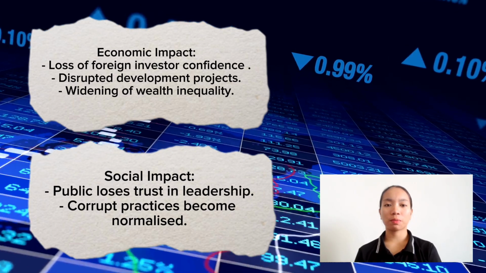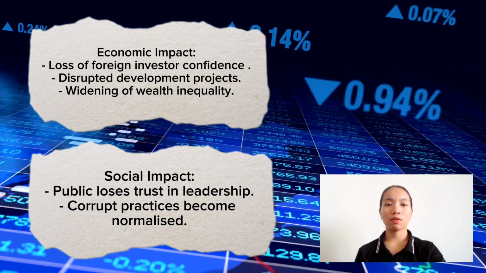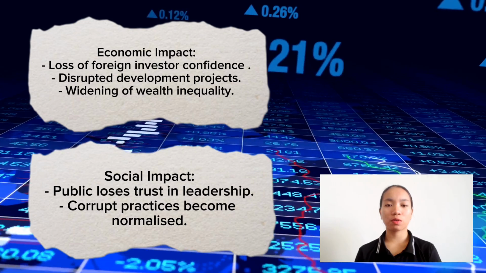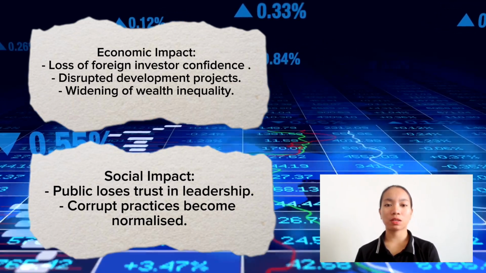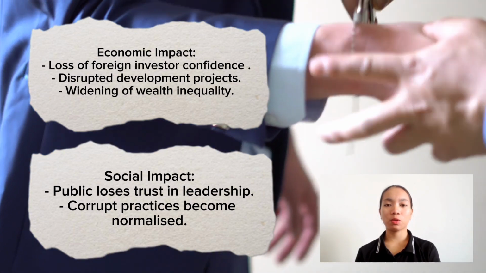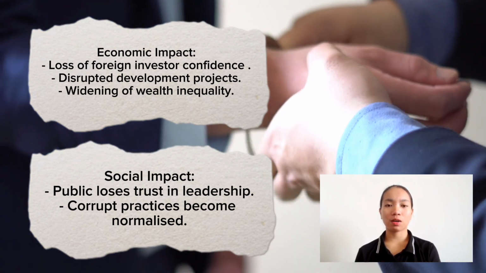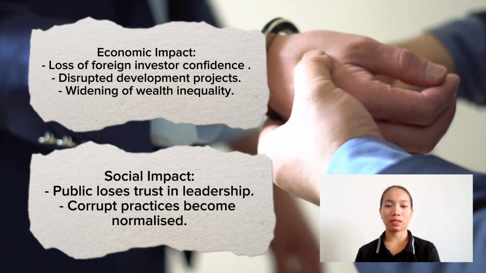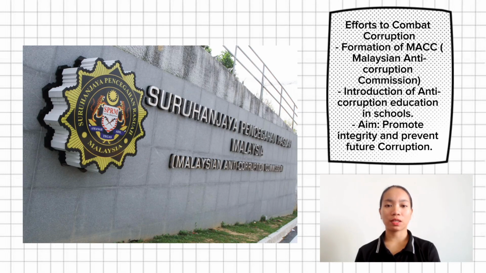The impact of corruption is serious. Economically, foreign investors lose confidence, development is disrupted, and the wealth gap widens. Socially, people lose trust in their leaders and wrongdoing becomes normalized. However, efforts such as the formation of MACC, the Malaysian Anti-Corruption Commission, and anti-corruption education in schools are steps toward a cleaner future and help prevent widespread corruption.